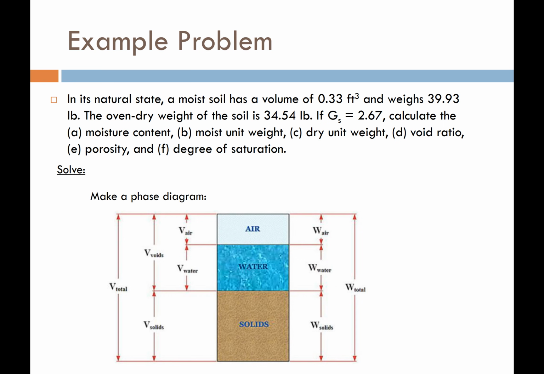So let's just jump right in, and we're going to do an example. What I want you to do is take a few minutes and complete a phase diagram. Here's the information that's given to you. We have a soil sample that in its natural state has a volume of 0.33 cubic feet. It weighs 39.93 pounds. Then the oven dry weight, so that's the weight of the soil after we dry it in the oven, is equal to 34.54 pounds.